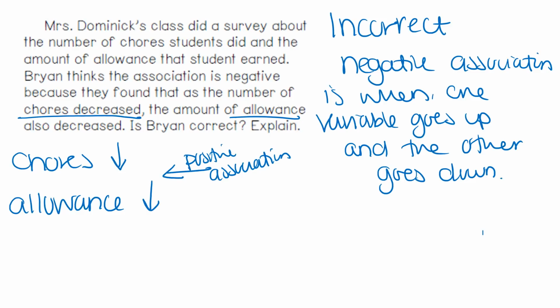And I know what you're thinking. How is that possible? Well, we could turn these variables the other direction. I could say that the more chores you do, the more money you're going to make. And so therefore, both of those are now increasing. Both of those are going up. And so that is a positive association. Positive is when they both go up. Negative is when one goes up and the other goes down.